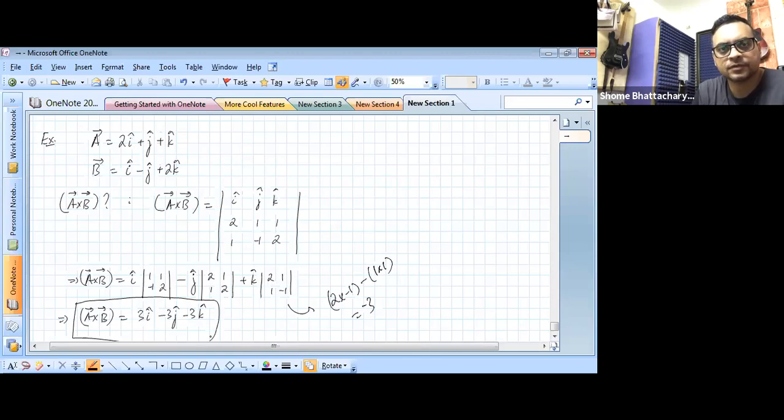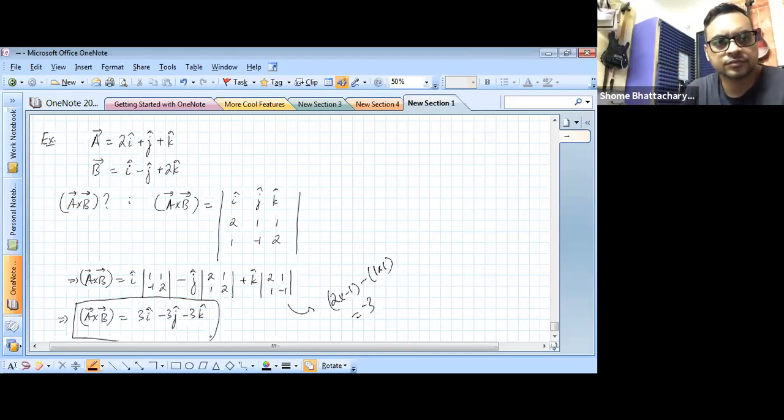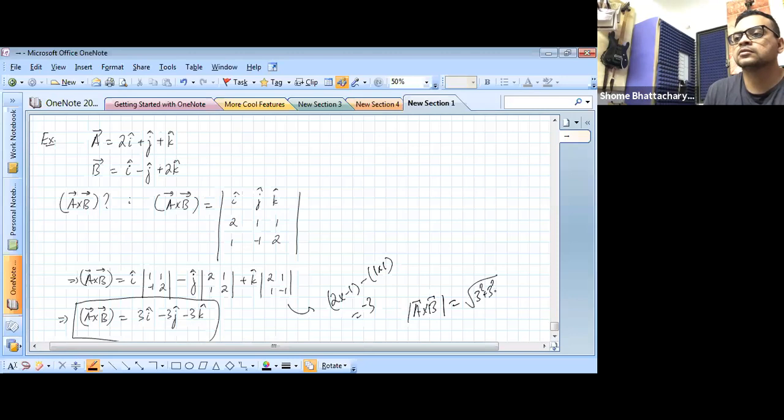Yes, Viraj. The magnitude is root of x square plus y square plus z square. So root of 3 square plus 3 square plus 3 square, so mod of A cross B will just become 3 root 3. So once you found the vector, it's easy to find the magnitude. That's the same formula.